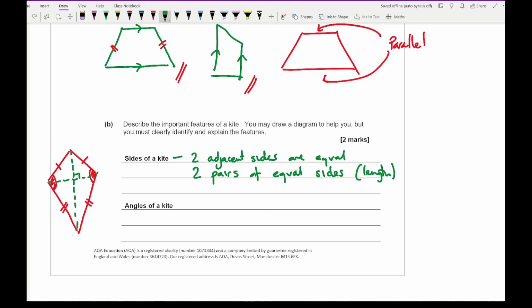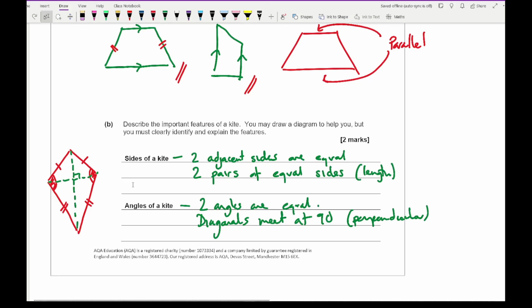Then in terms of the angles of a kite, we can say that you've got two angles that are the same. So two angles are equal. You've got that the diagonals meet at 90 degrees or are perpendicular. So anything along those lines would be absolutely fine to get the 2 marks.